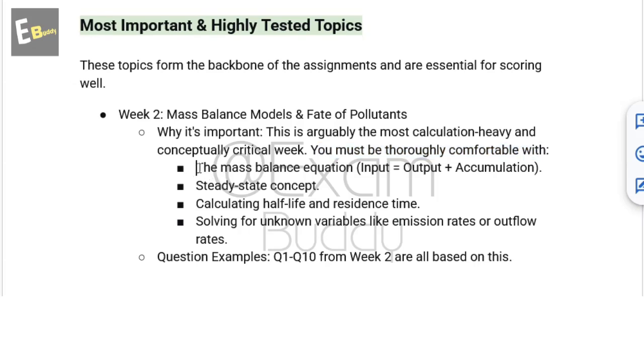These are the topics: the mass balance equation, input equal to output plus accumulation, steady state concept, calculating half-life and residence time, solving for unknown variables like emission rates or outflow rates. Question example: question 1 to question 10 from week 2 are all based on this.